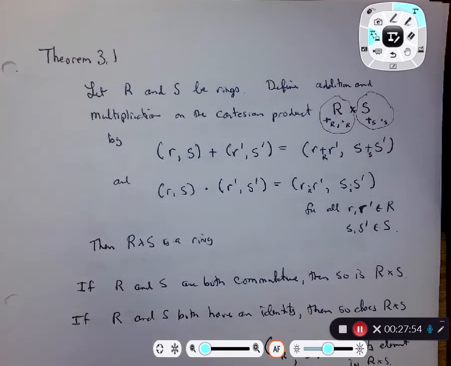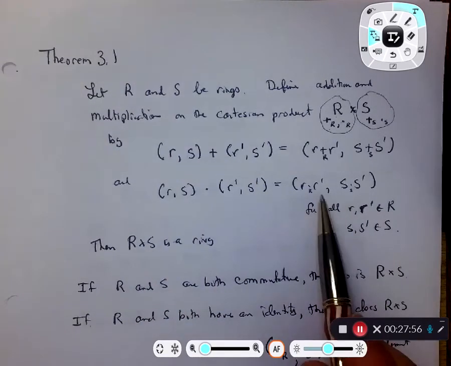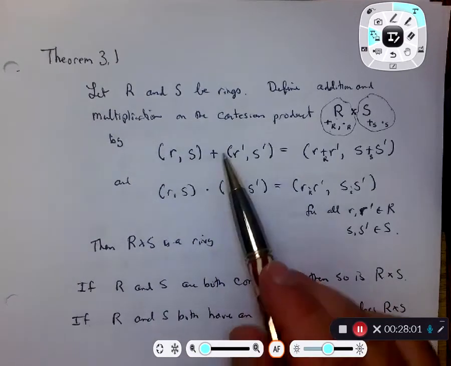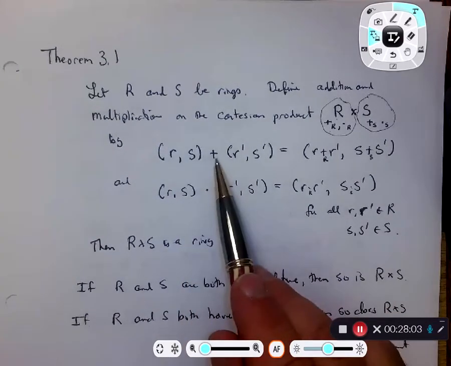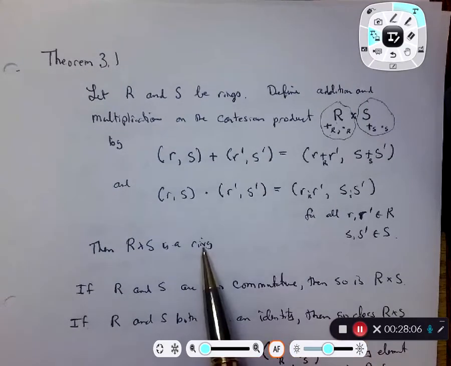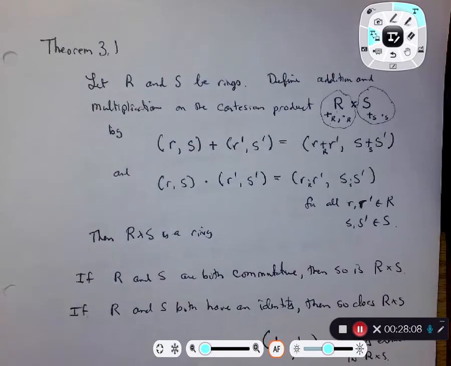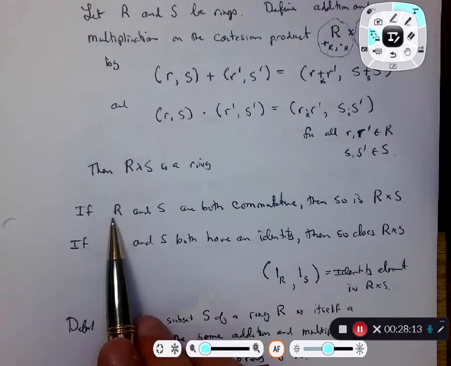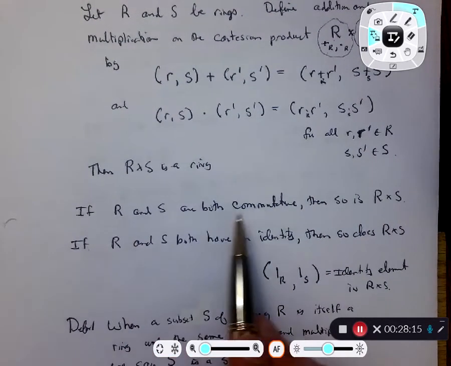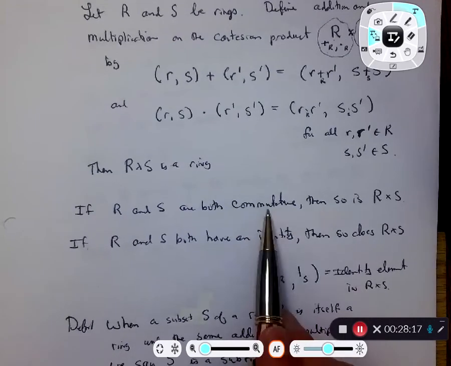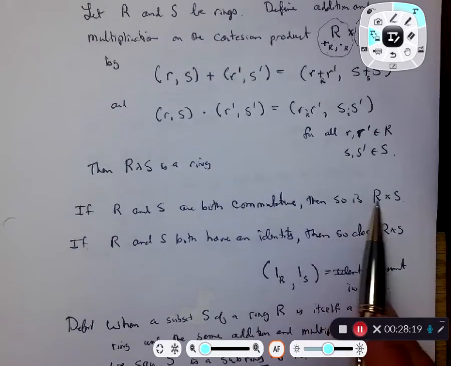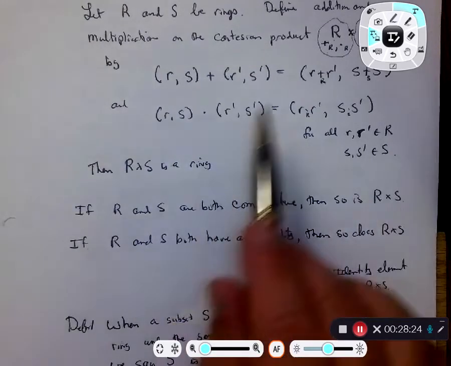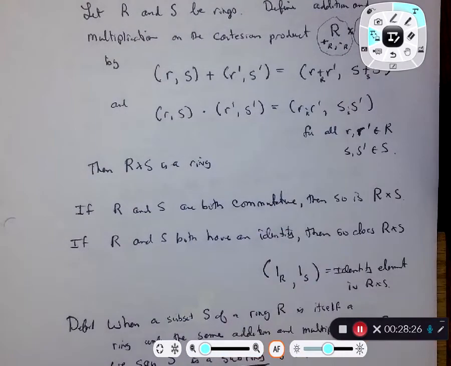Now, with this idea of R cross S going to be a ring, as we define the paired elements and a way of adding and a way of multiplying, we have a ring, but there's more to it, because now some of that structure tends to hold over. So if R and S are both commutative rings, they both commute, then so is R cross S. But the only way you're going to get R cross S being a commutative ring is R had to be a commutative ring and S had to be a commutative ring.